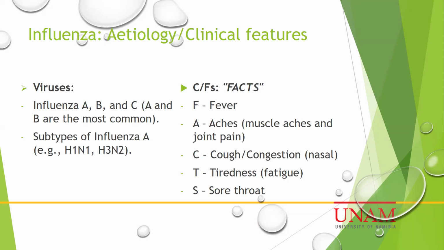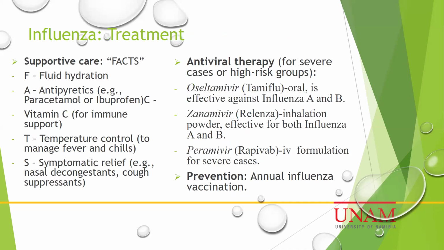The common viral agents are influenza A, B, and C, but the most common are influenza A and B. We have some subtypes of influenza A, the H1N1 and H3N2. Clinical features include FATS: fever, aches (myalgia and joint pain, arthralgia), cough and nasal congestion, and the patients have fatigue, tiredness, and some of them present with sore throat. So these are some of the common clinical features of influenza, or the common flu.